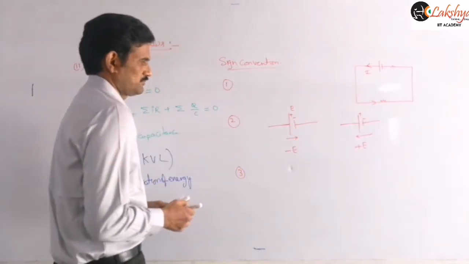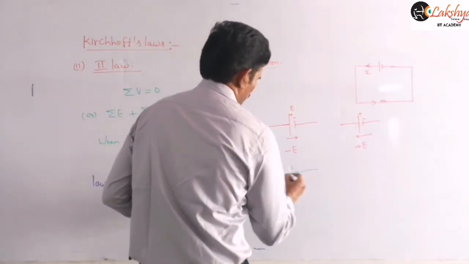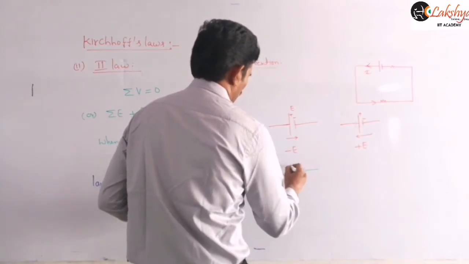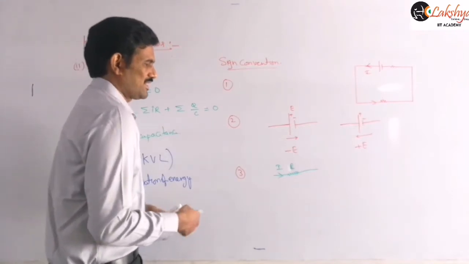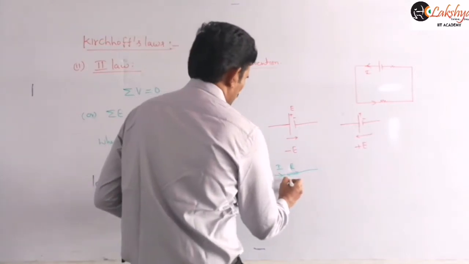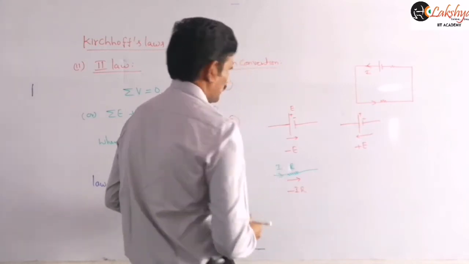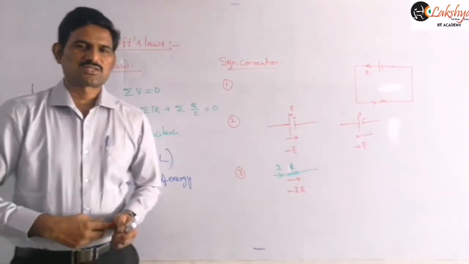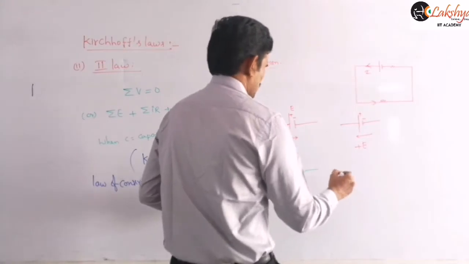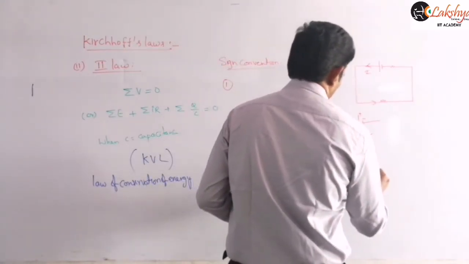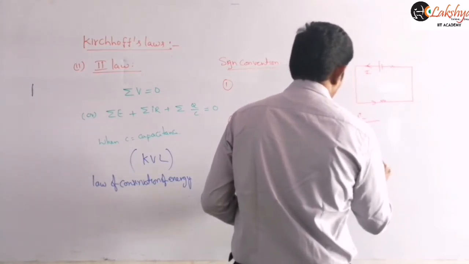Next, in case of resistance, when we travel in the direction of current, then the potential drop across the resistance is taken as negative, minus IR.